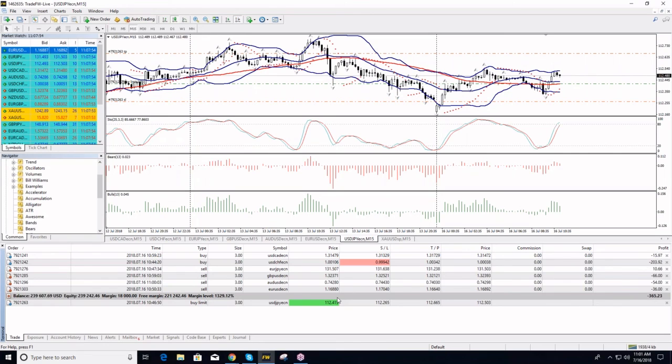So I see that Elif has already placed a long position on Italy 40. Where is Alan to talk about Italy 40? Elif, I'm giving you the pass to update us about the trades.